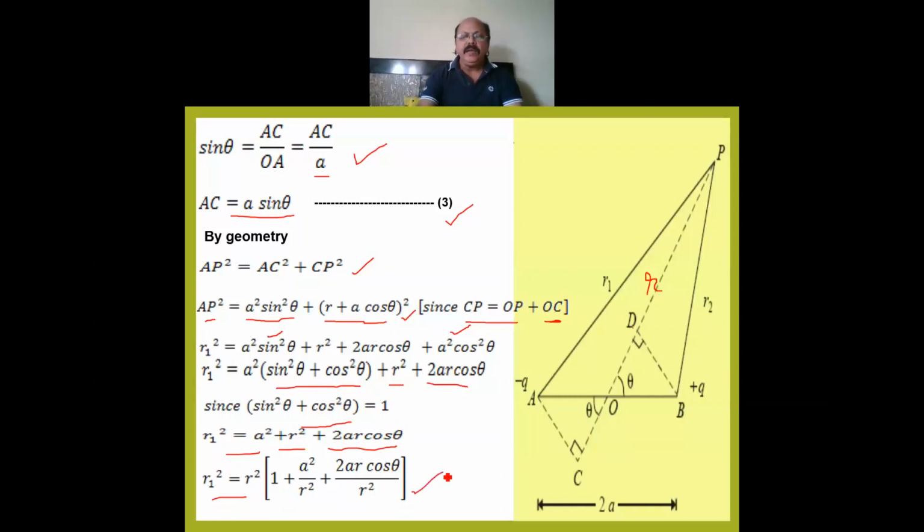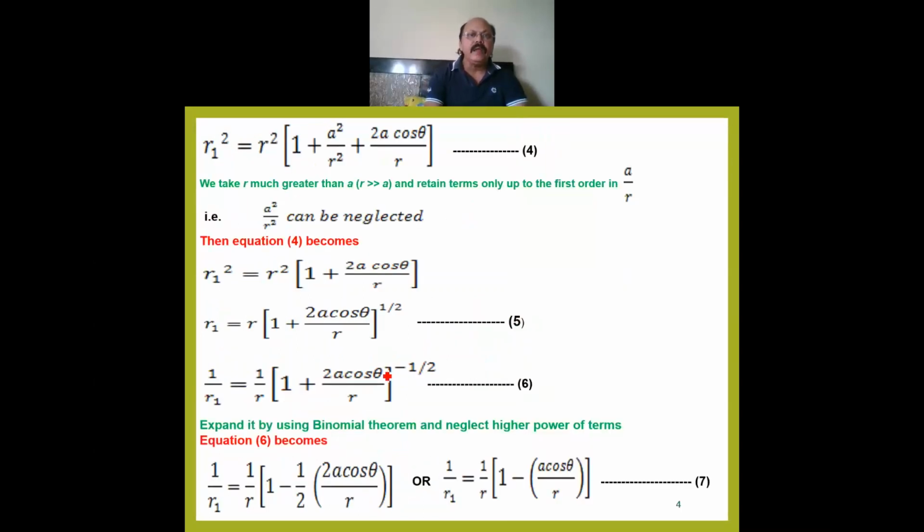I think everybody can do like that. Now 1 upon R gets cancelled from here, so only the R is left. So the final expression becomes R1 square equal to R square [1 plus A square upon R square plus 2A cos theta upon R]. Mark this equation number 4.